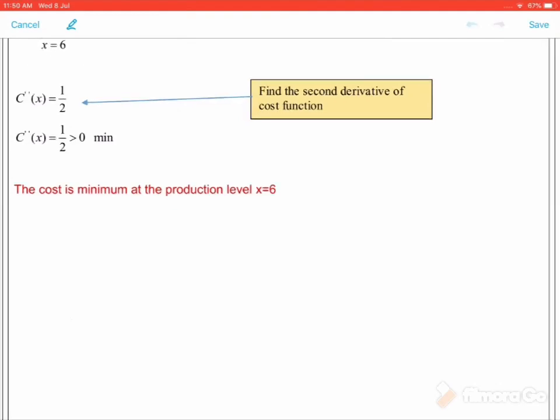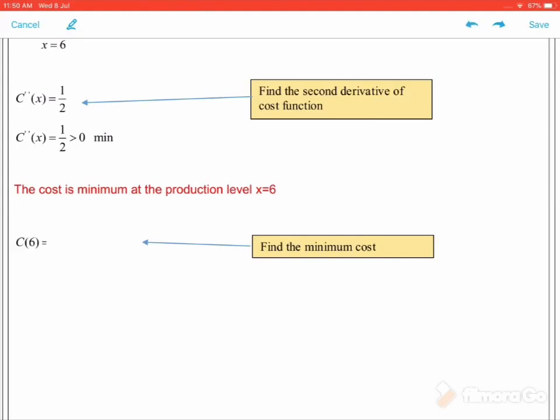Since the question requests for the minimum cost, so to find the minimum cost, we just substitute the production level into the cost function. So we substitute the 6 into the cost function, we will get 6 squared over 4 minus 3 multiplied by 6 plus 400. So we'll get the answer Rm 391.